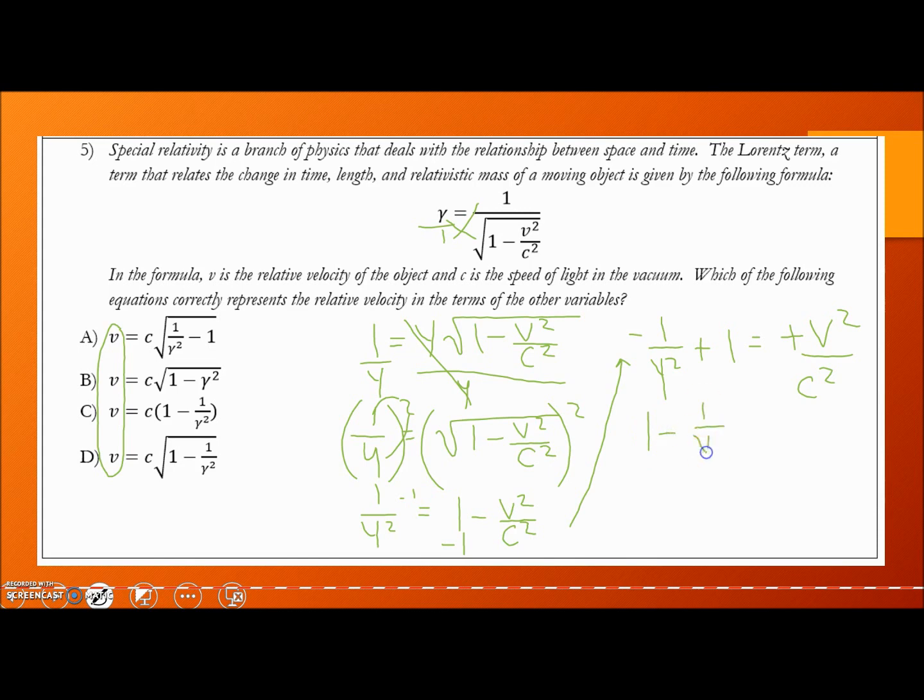So really it's going to be 1 minus 1 over y squared equals b squared over c squared. So then I'm going to get rid of the c squared by multiplying everything by c squared. So I'm getting closer. And then the last thing, to get rid of the squared on top of the v, I need to square root. So square root that entire thing. So now I would have v equals, I can actually square root the c squared that's underneath there. So I'm going to bring a c on the outside, and everything else I leave underneath it. And that is answer choice D.